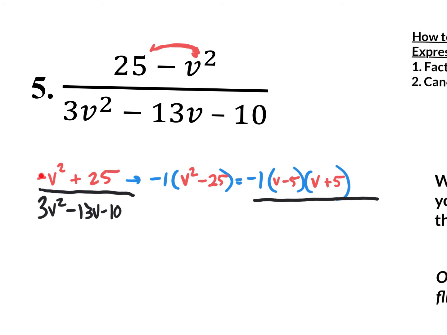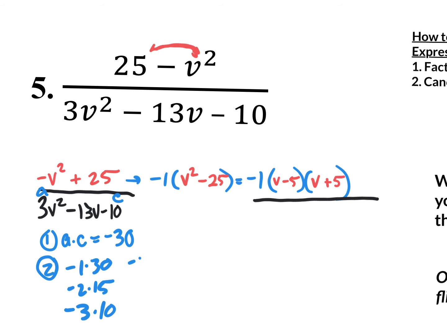That took a while. That was my completely factored numerator. So this, we switched it. We factored out a negative 1, and then we factored out that red v squared minus 25 to v minus 5, v plus 5. Now I still need to work on the factorization of this guy. Now this guy has an a value of 3, a c value of negative 10. So I could begin with my steps. A times c, that'll be negative 30. Step 2, think of the multiples of negative 30. Negative 1 times 30, negative 2 times 15, negative 3 times 10, negative 4 doesn't work, negative 5 times 6. And then out of those pairs of numbers, which combine together to give me the middle value, negative 13?